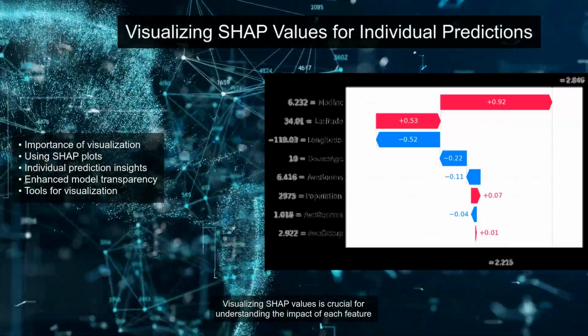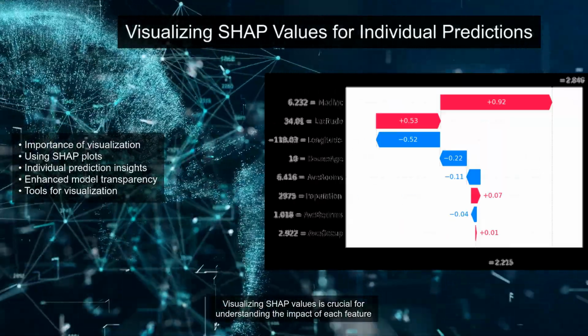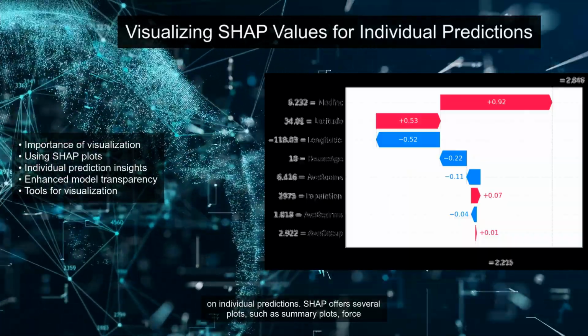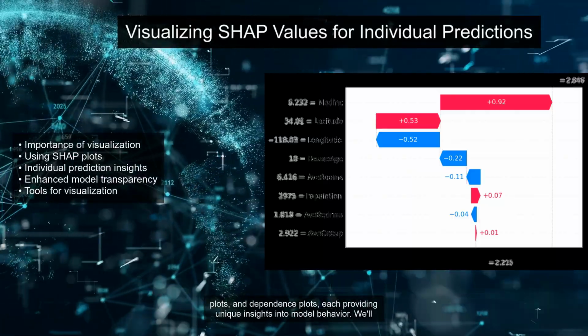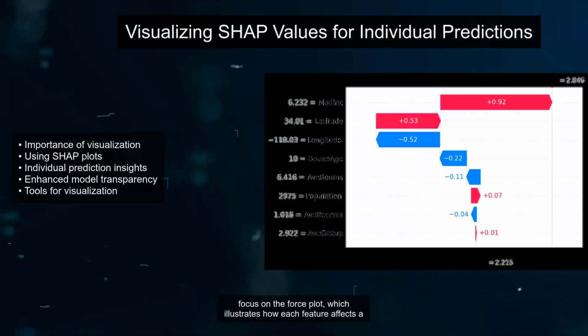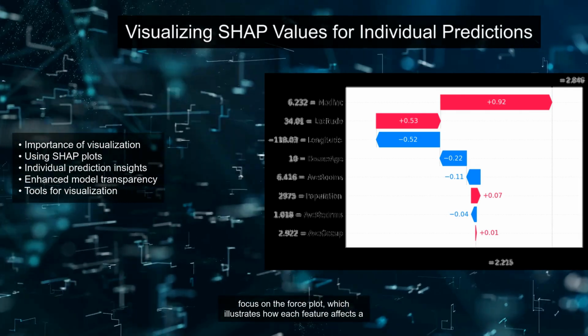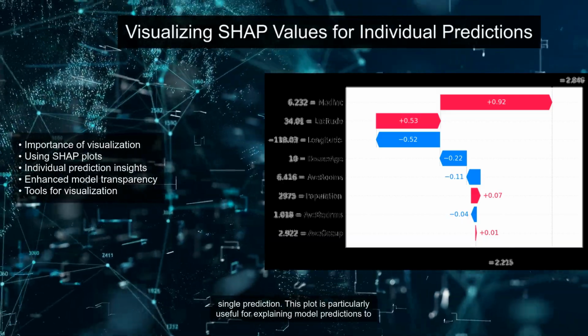Visualizing SHAP values is crucial for understanding the impact of each feature on individual predictions. SHAP offers several plots, such as summary plots, force plots, and dependence plots, each providing unique insights into model behavior. We'll focus on the force plot, which illustrates how each feature affects a single prediction.